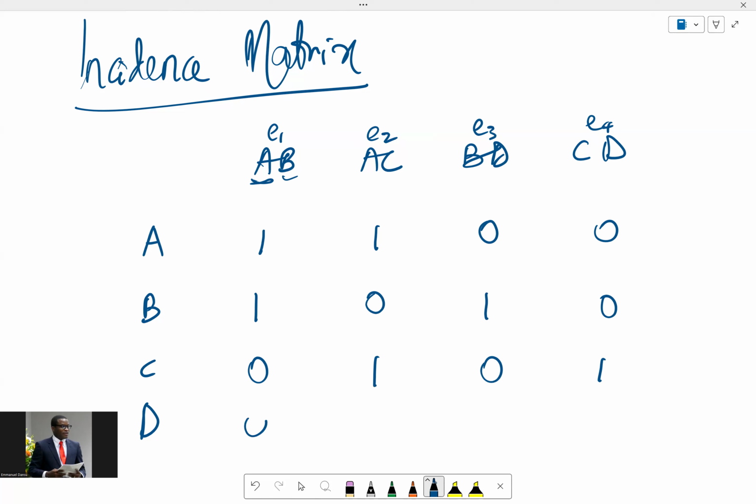Then D is not incident to AB, D is not incident to AC, D is incident to BD, D is incident to CD, and that is exactly the idea. So the rows are the vertices, while the columns are the edges, and that is how you have the adjacency matrix. All right, so that's settled.